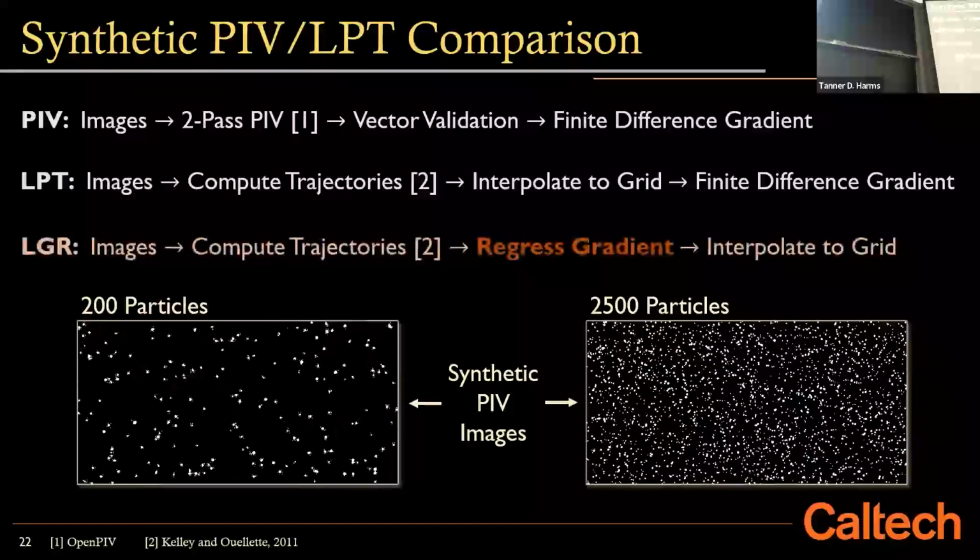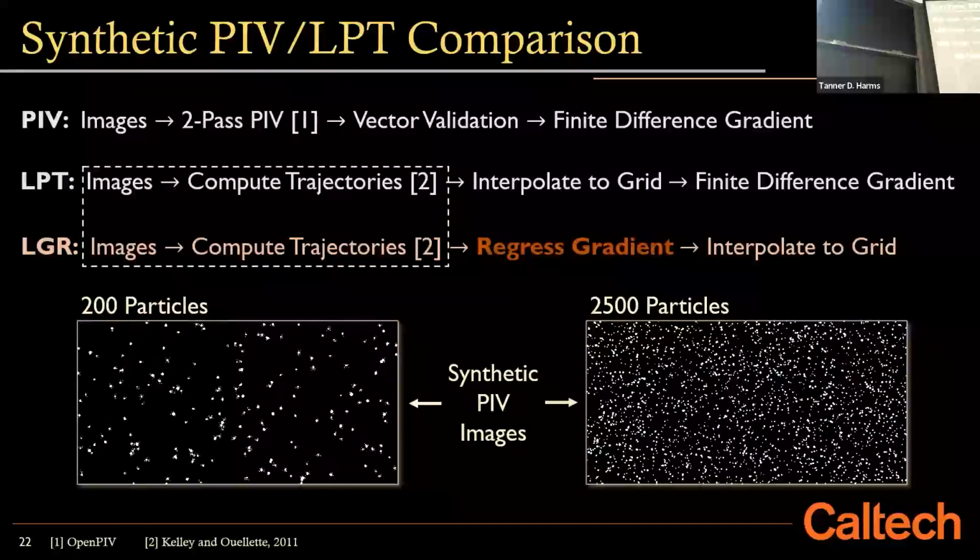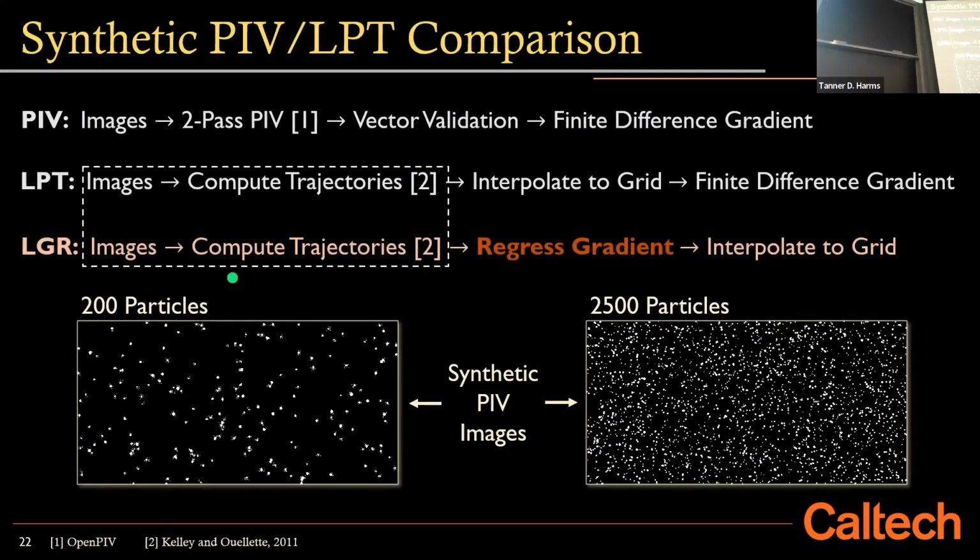Finally, we're going to look at LGR, which is our approach. And we're going to use the same trajectories that we computed from Kelly and Ouellette's algorithm here. The difference is we then go directly to regressing gradients. So we never compute Eulerian fields in this process before we get to gradients. We get gradients directly from particle distance or particle deformations. However, we do interpolate at the end so that we can compare our results one-to-one with PIV and Lagrangian particle tracking.